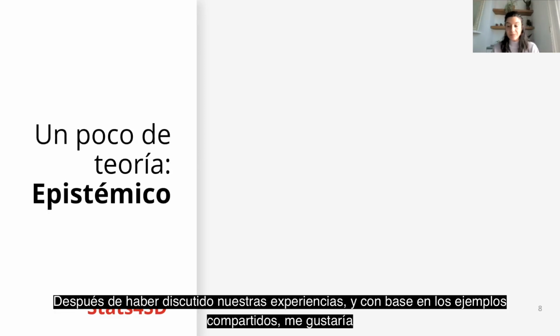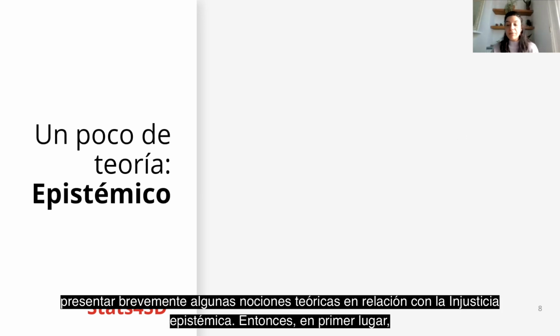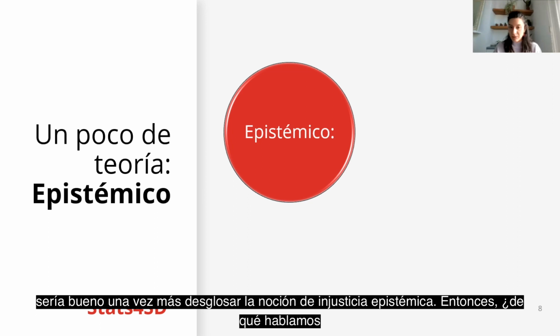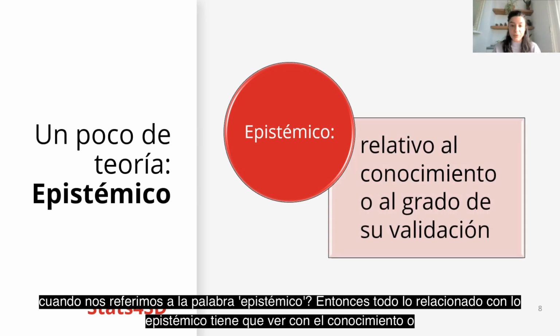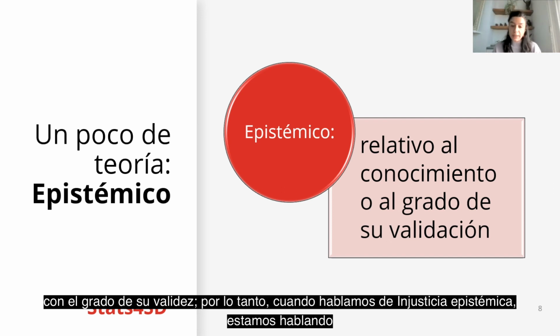After having discussed our experiences and based on the examples shared, I would like to introduce briefly some theoretical notions in relation to epistemic injustice. So first of all, it would be once again good to unpack the notion of epistemic injustice. So, what do we talk about when we refer to the word epistemic? Anything related to epistemic has to do with knowledge or to the degree of its validation.